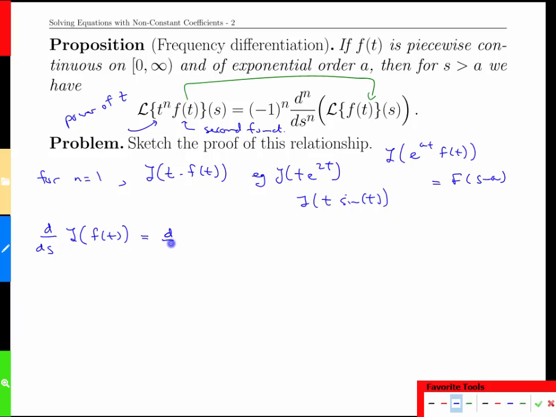Well, the Laplace we have a definition for, so what we're going to do is integrate from 0 to infinity. We're going to put our function in there, and we're going to have e to the minus st dt. That's applying the definition.